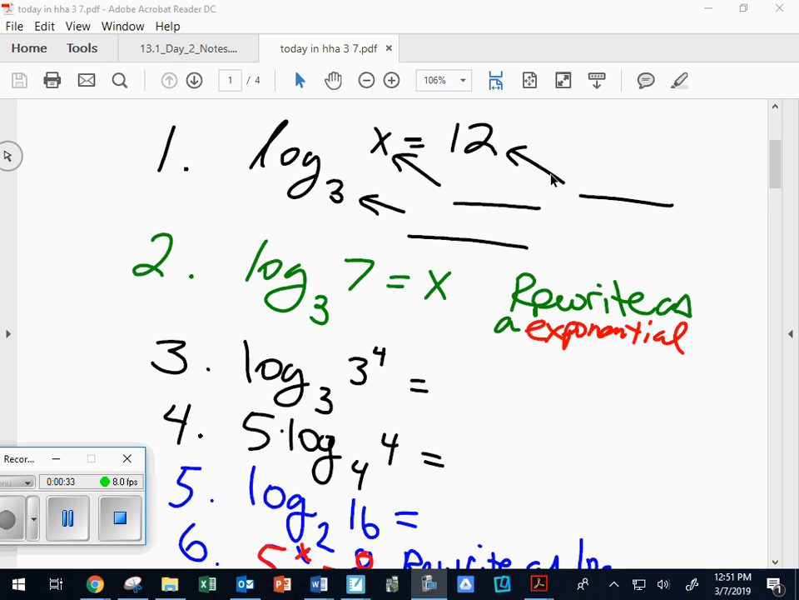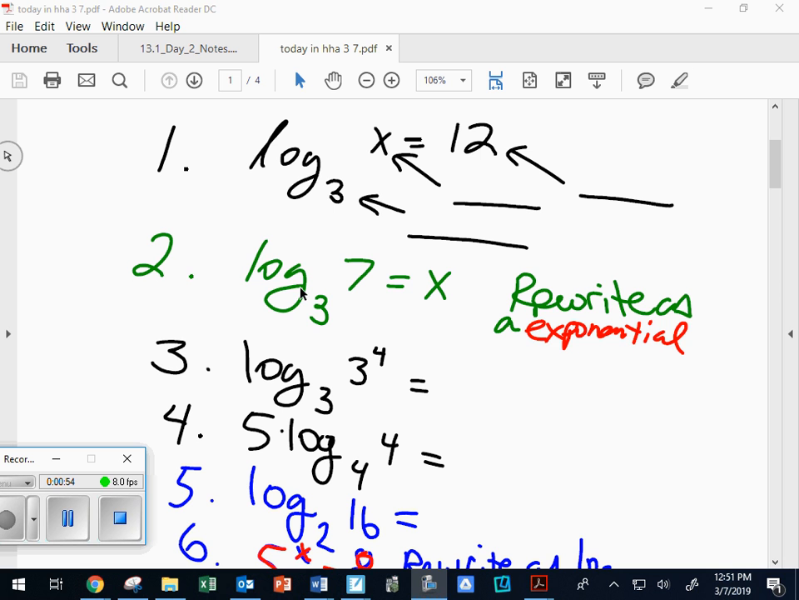Number 1, I'm asking, one of these, for instance, is the argument. One of them is some other name I'm not going to tell you. There are names for all 3 spots in a log. This spot's called something, and the x is called something, and the 12 is called something.